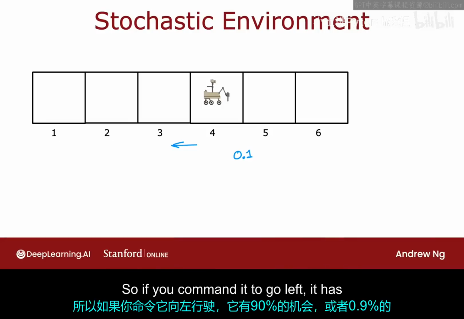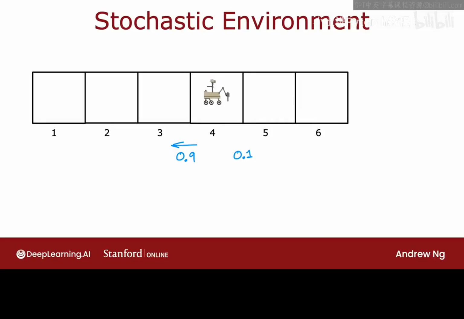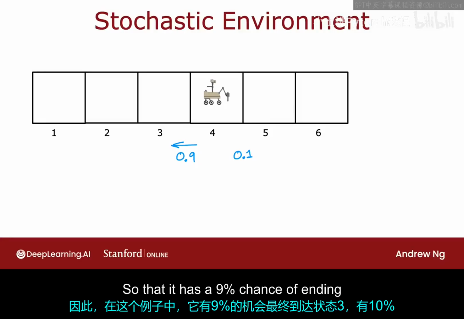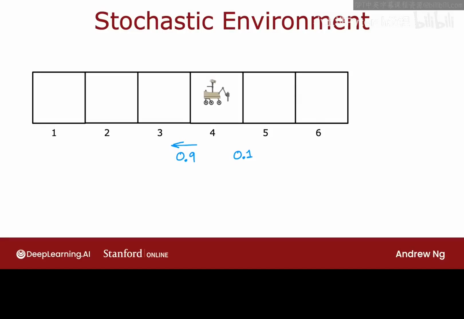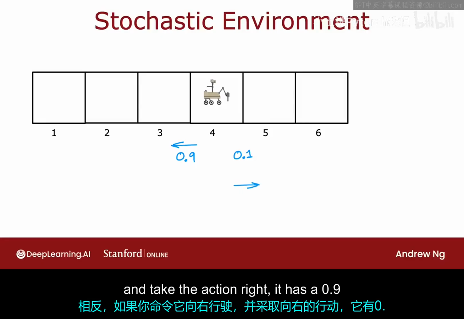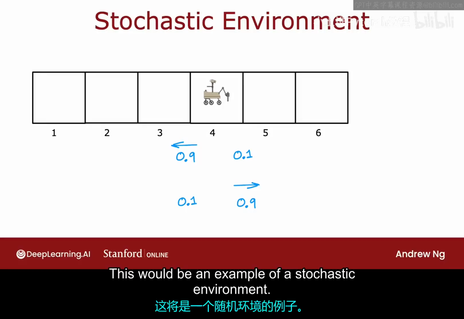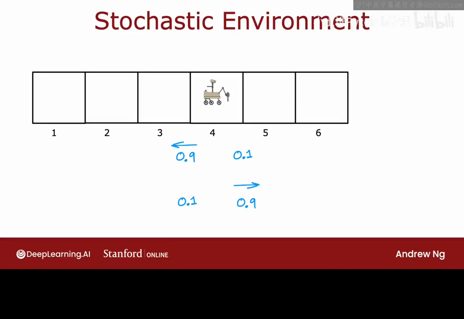So if you command it to go left, it has a 90% chance, or 0.9 chance, of correctly going in the left direction, but a 0.1 chance of actually heading to the right. So that it has a 90% chance of ending up in state 3 in this example, and a 10% chance of ending up in state 5. Conversely, if you were to command it to go right and take the action right, it has a 0.9 chance of ending up in state 5 and a 0.1 chance of ending up in state 3. This would be an example of a stochastic environment.